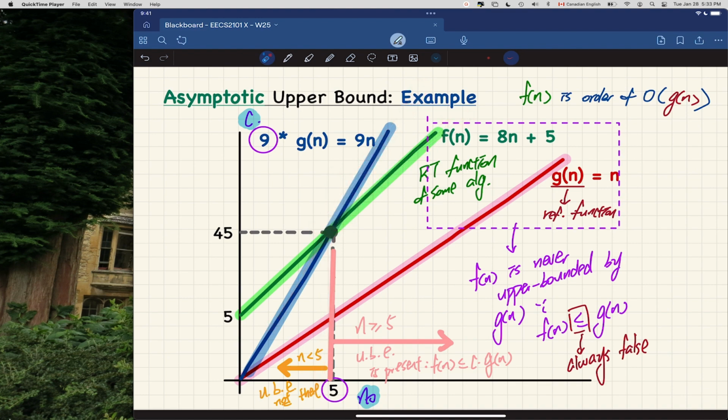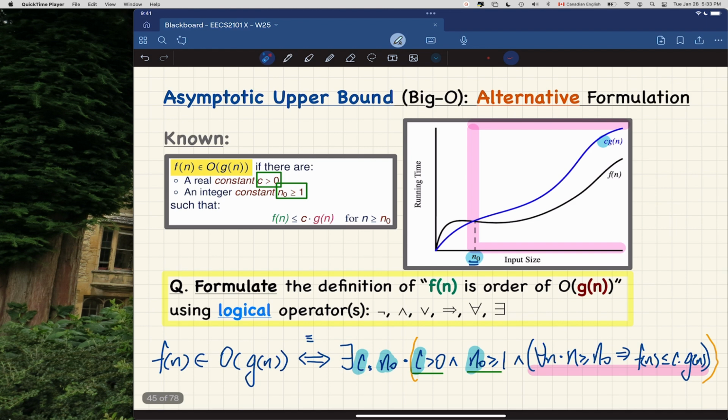Just one example. And then we spoke about another alternative definition that defines big O formally using predicate logic. I'll let you review it and let me know if you have any trouble understanding it. But just notice that for the existential quantification, if you want to show a proof, you want to find some witness of C and N0. That's exactly what we are doing, right?